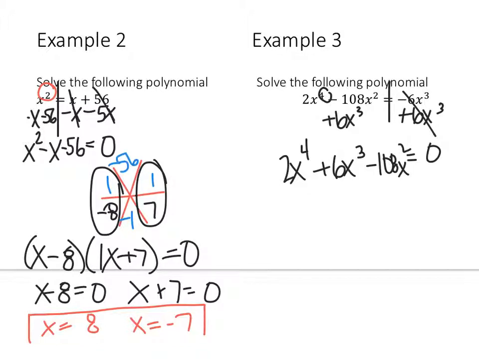Again, look for a GCF. 2x to the fourth plus 6x to the third minus 108x squared. They all have at least 2 x's, so I can take out an x squared. And 2, 6, and 108 can all be divided by 2. So this is going to leave me with x squared plus 3x minus 54.